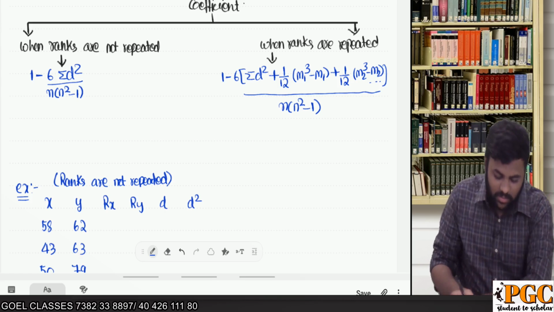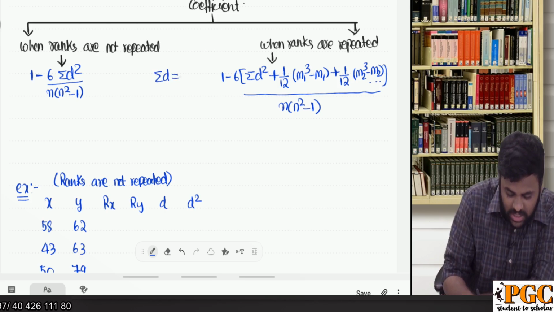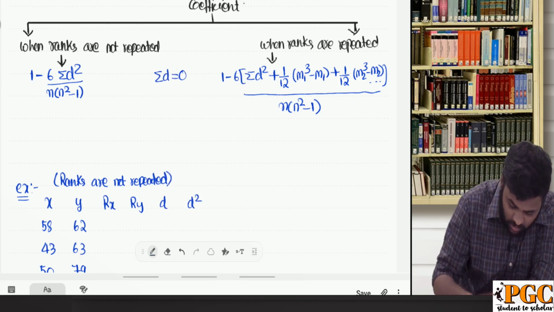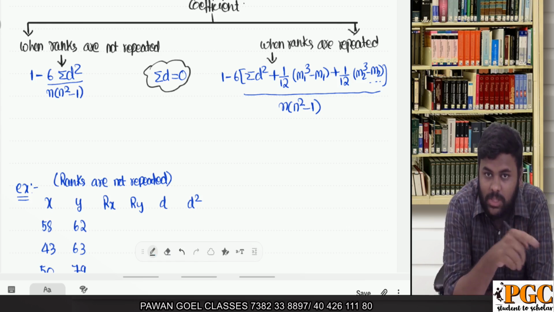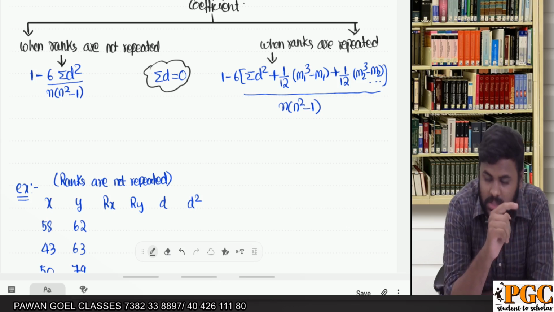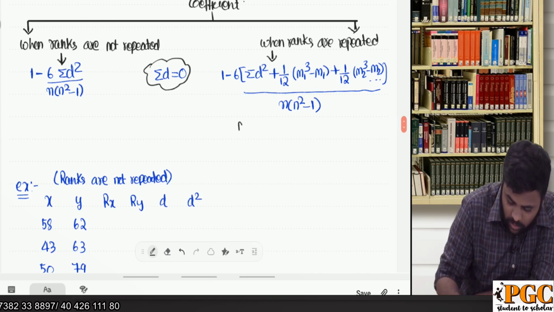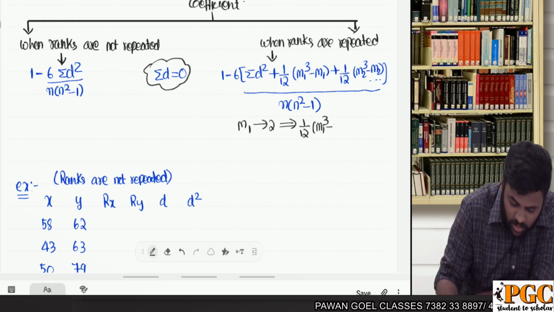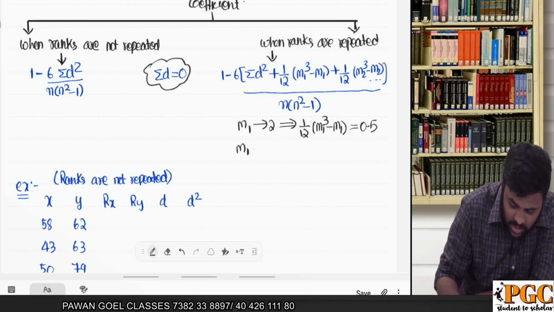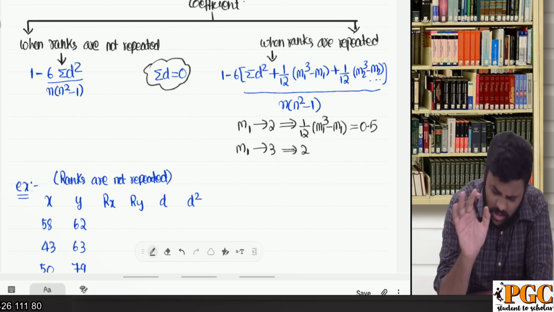Now always remember, my dear friends, at any cost the summation of d must be equal to 0. If it is not equal to 0, there is some problem with your computation. Be careful, summation of d must be equal to 0. Now it would be better if you remember these values: if m1 is equal to 2, then 1 by 12 into m1 cube minus m1 is 0.5. If m1 is equal to 3, then it is 2. Okay, enough.